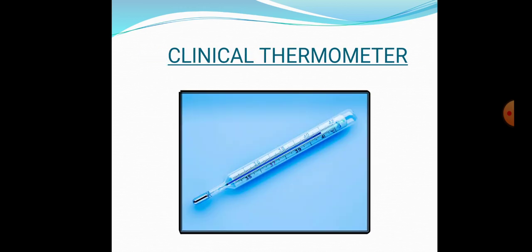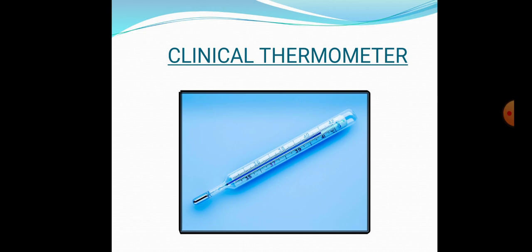The second type of thermometer is the clinical thermometer. The laboratory thermometer cannot be used to measure human body temperature. Why? Because as soon as you take the bulb of a laboratory thermometer out of your mouth, the level of mercury starts falling due to its contact with air. So it can give a wrong reading.